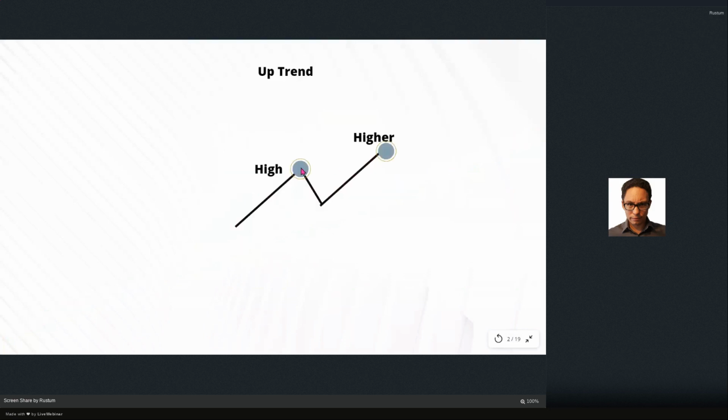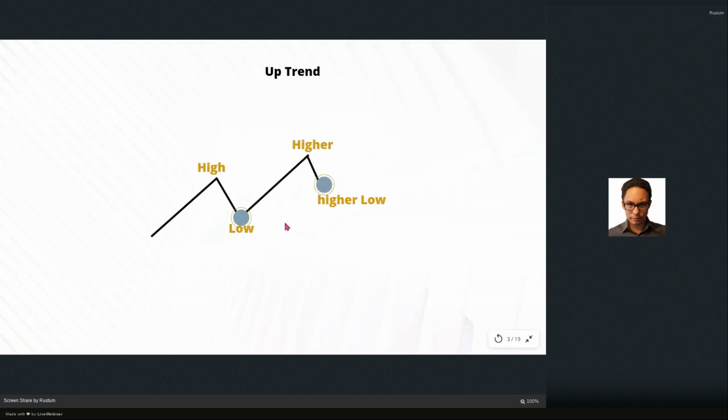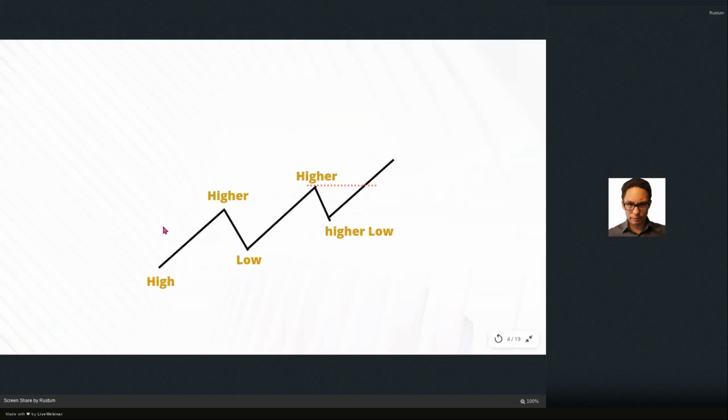Uptrends are going to need highs and then higher highs, but also in an uptrend, we're going to have a low and then there will be a low that's made higher. So in this case, we can then get our line that we will be able to draw here with two points.